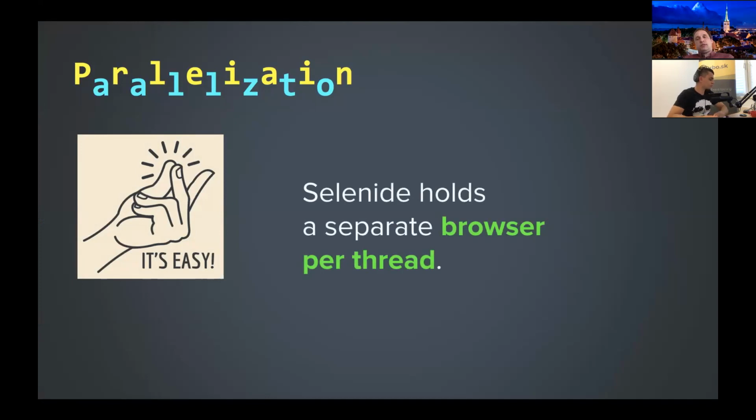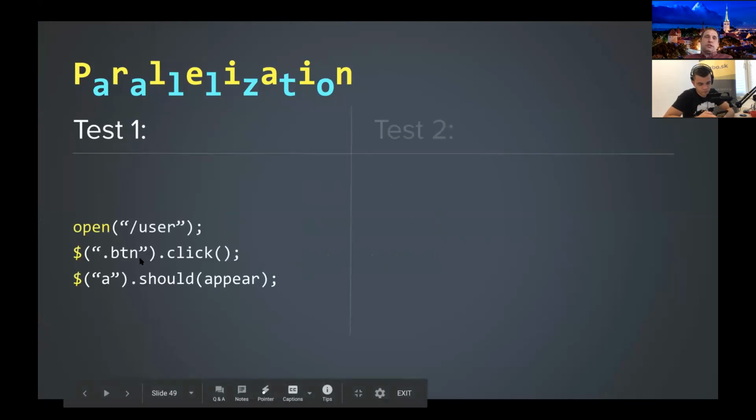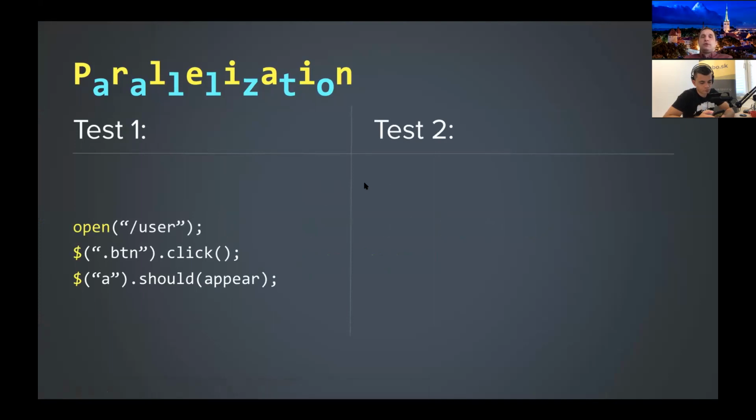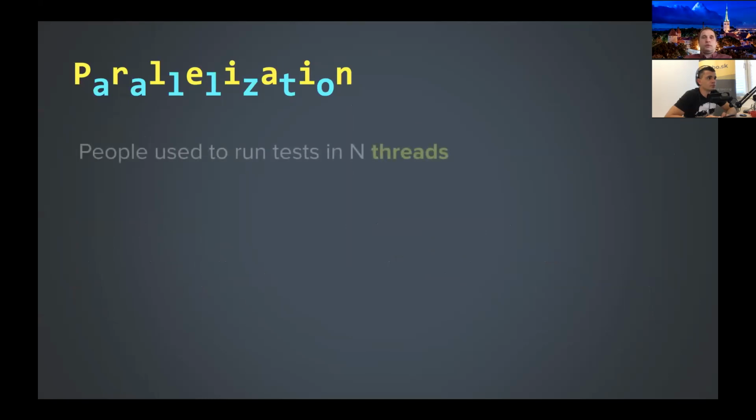Because Selenide holds a separate browser for every thread. Meaning that it's safe to run one test which does its own actions and another test in parallel which does its own actions. They can run simultaneously because they run in different threads, and the yellow ones will use one browser and the blue ones will use another browser. They do not interfere, they do not break each other. So the simple answer is it's easy with Selenide. You can do it, no problems.